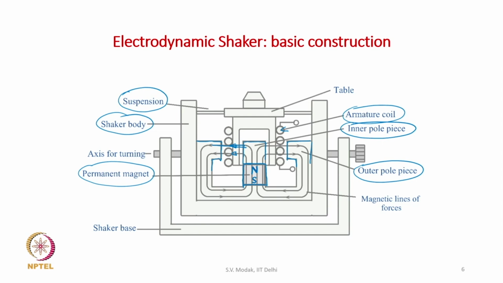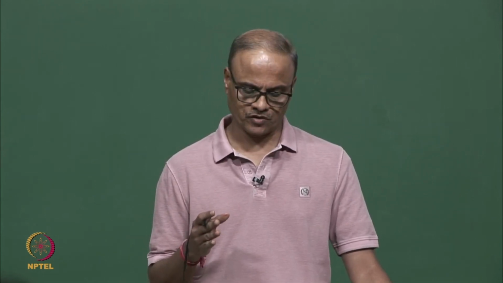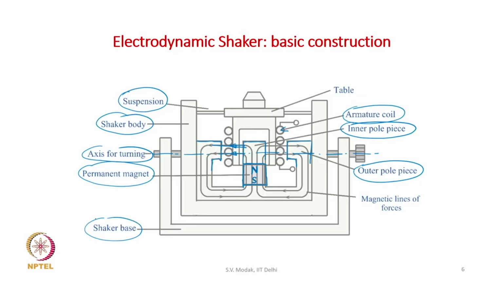Then this shaker body can also be turned along the axis of turning. You can see we have this axis of turning here. So, this shaker body can be turned along this axis, so that it can be oriented at the desired angle in the vertical plane. This enables us to apply the force at a particular angle on the structure. And then of course, this is the shaker base, on which the whole shaker body rests.